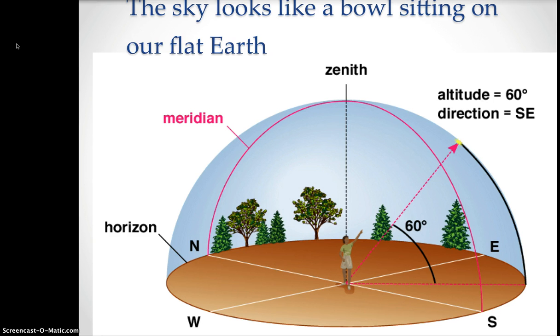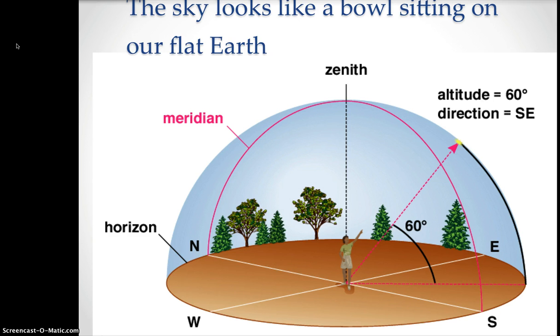So I want to talk about this as a model, because we talk about models a lot in astronomy. And a model is a way of thinking of things that helps you explain some other phenomena. It doesn't mean that that's the way it actually is. We know the sky isn't a bowl. But if we think about it as a bowl, it can kind of be helpful to us when we're describing different things we see in the sky.